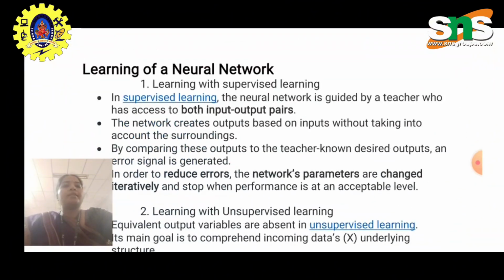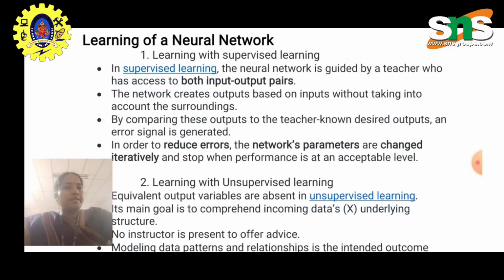So, the learning of a neural network. With supervised learning, the neural network is guided by a teacher who has access to both the input and output pairs. By comparing these outputs to the teacher's known desired outputs, an error signal is generated. In order to reduce the errors, the network's parameters are changed iteratively and stopped when performance is at an acceptable level. That means if we get the desired outcome, then the process will be stopped.